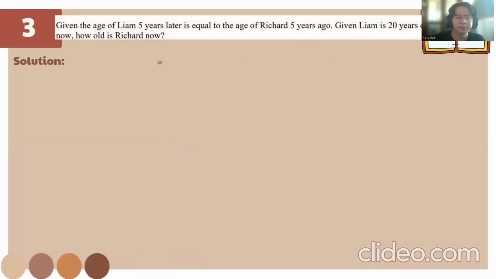So this one, class, yes, there seems to be a typo. That is the correct solution. So here is 20. Since Liam is 20 years old now, 25 years later plus 5. Then 25 is Liam later, which is equal to the age of Richard 5 years ago. So we can just add 5. So this one is 30.